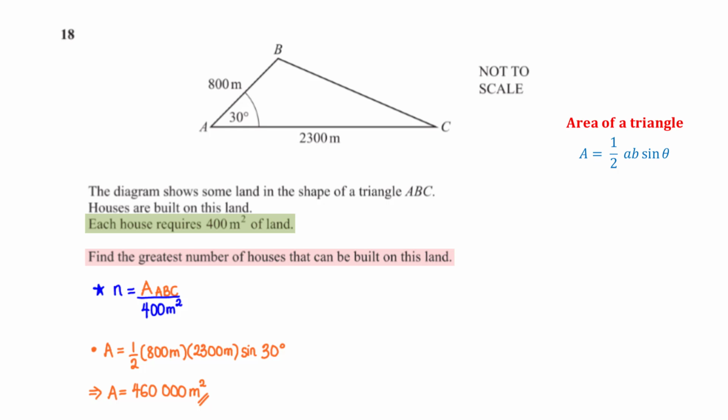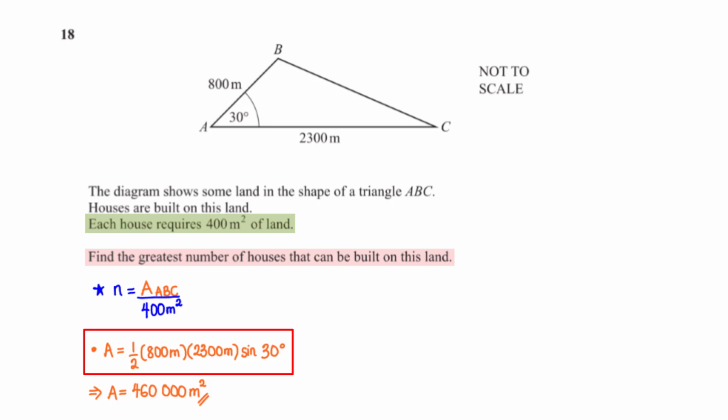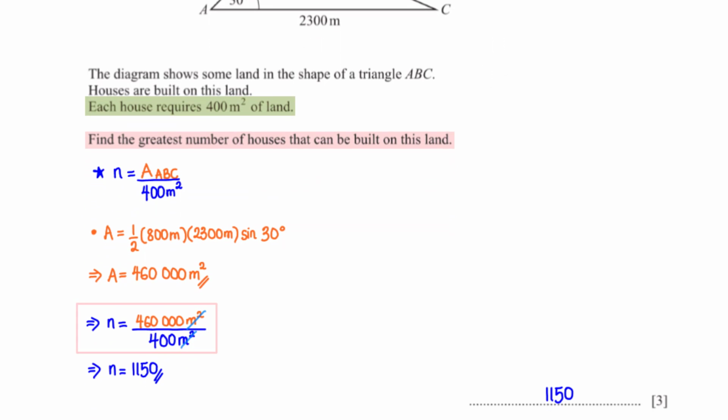By applying this formula for the area of a triangle, we get the area of triangle ABC to be half of 800 meters times 2,300 meters times sine 30 degrees. When we type this into the calculator, we get 460,000 meters squared. So now we have n equals 460,000 meters squared divided by 400 meters squared, which is equal to 1,150.